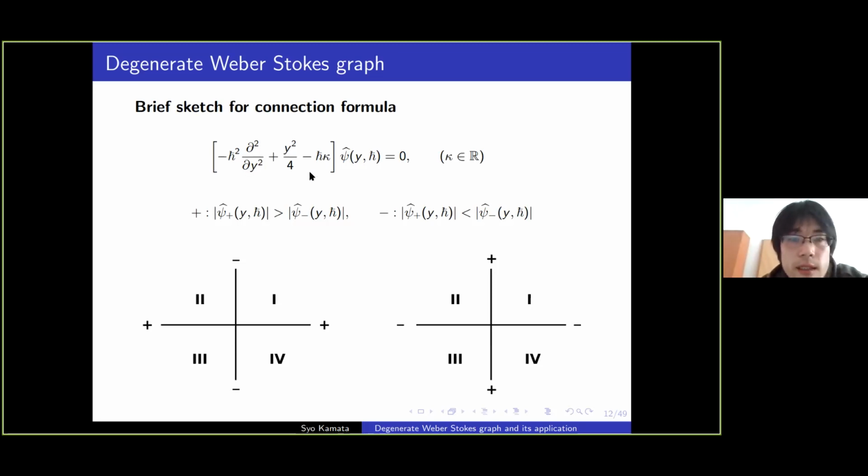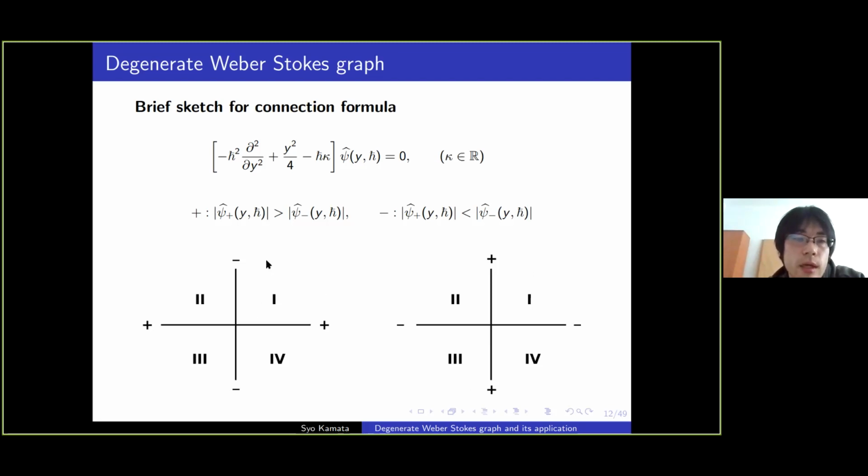So as I said, we start with the Schrödinger equation. And in this case, this gives this kind of Stokes graph. So here, this is the turning point. And now it has 1, 2, 3, 4 Stokes lines. And now we number these 1, 2, 3, 4 anticlockwise. And also we put labels plus, minus, plus, minus, and in this case, minus, plus, minus, plus.